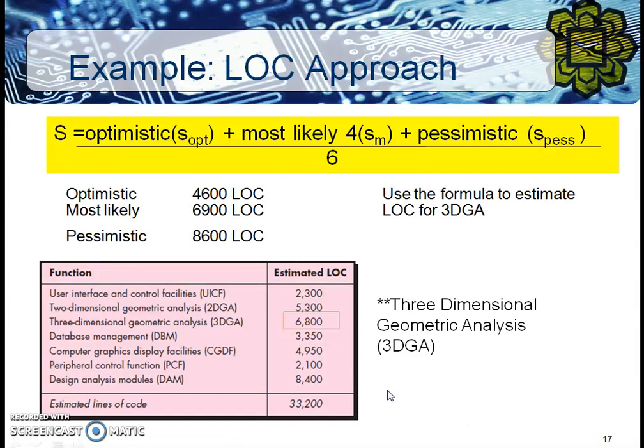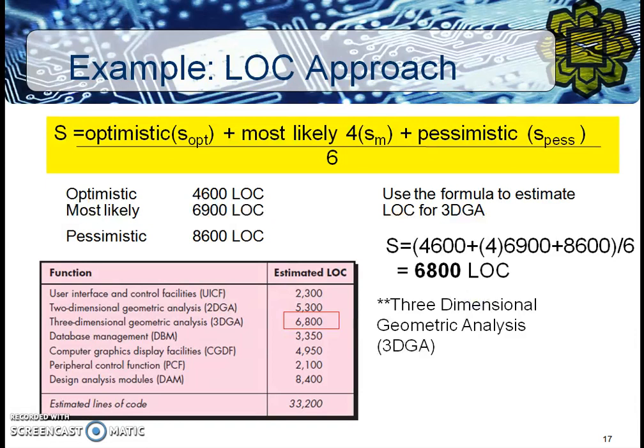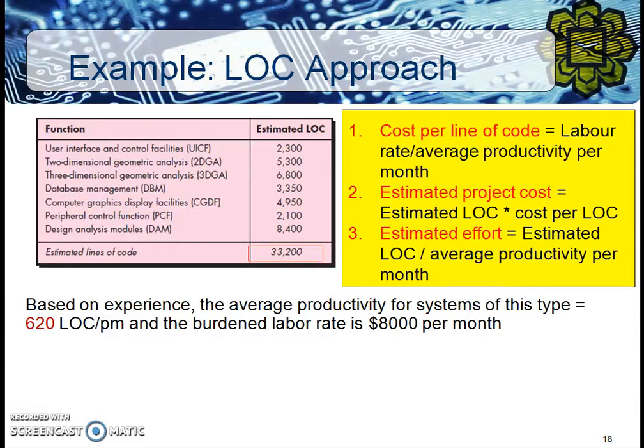So in the example, we have tried to calculate the three-dimensional geometric analysis where we calculate the estimation and we get the value as 6,800 lines of code. So from there, we use historical data to calculate further values such as cost per line of code, estimated project cost, or estimated effort.